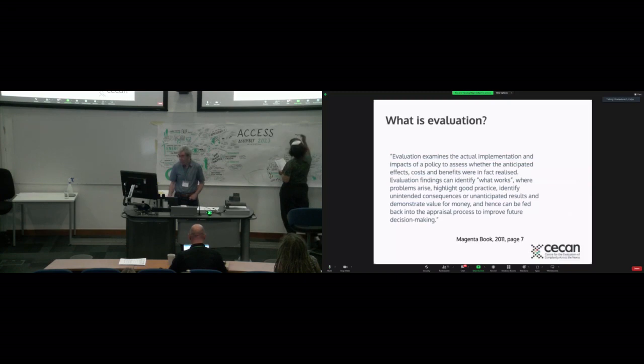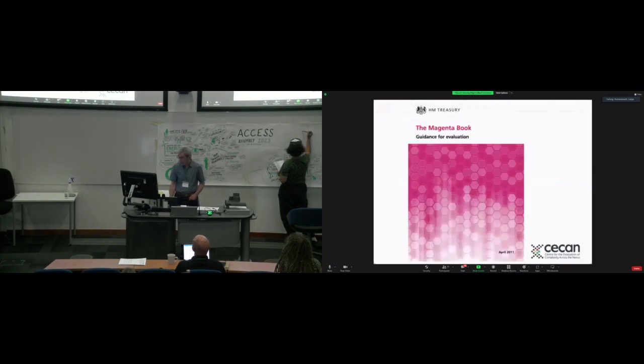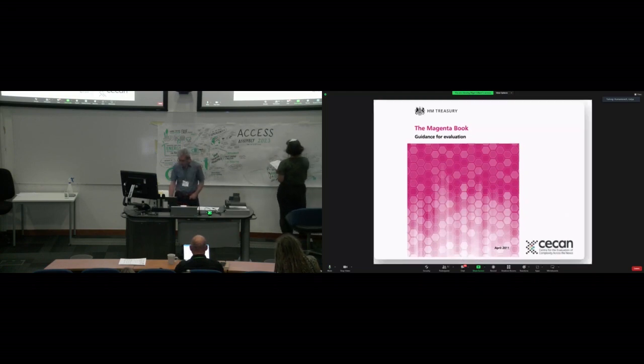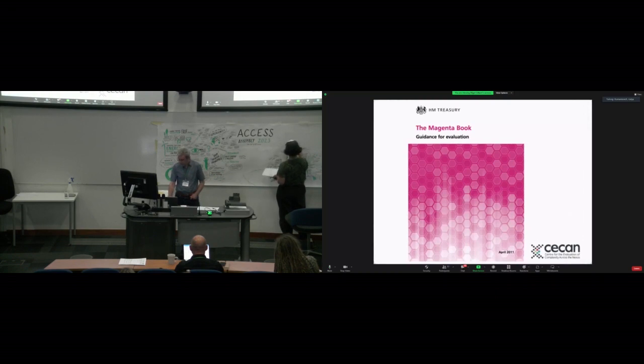Now, this quote comes from something called the Magenta Book, which Rosie, I noticed, mentioned briefly this morning. The Magenta Book is the official guide published by Her Majesty's Treasury about how to do policy evaluation in government. And let me quickly tell you a story about it.